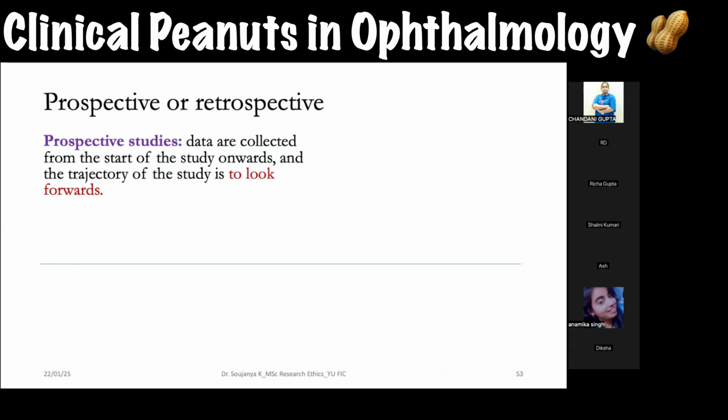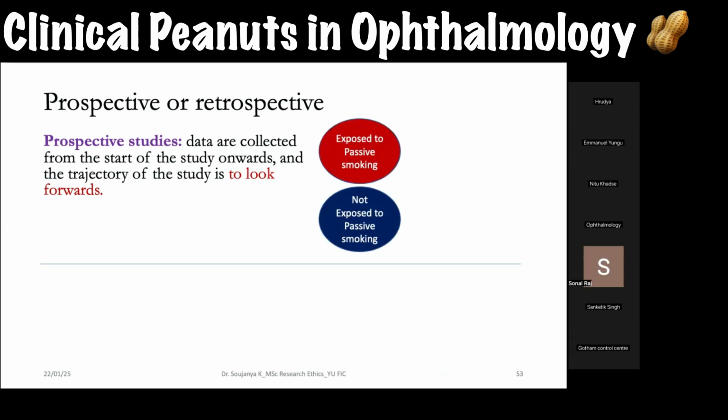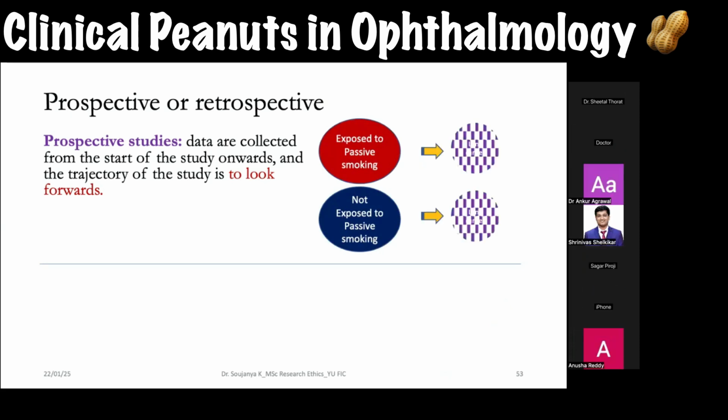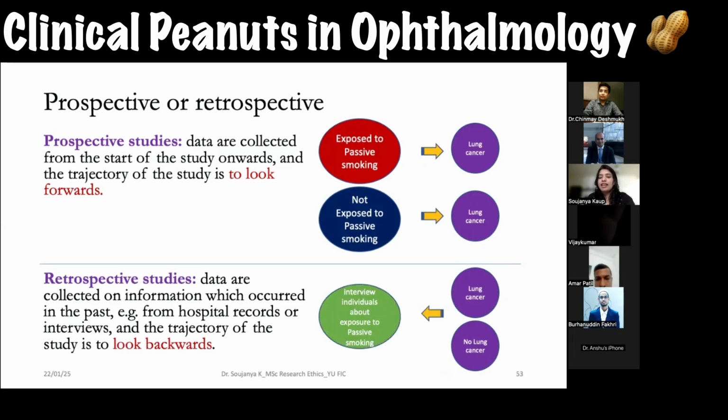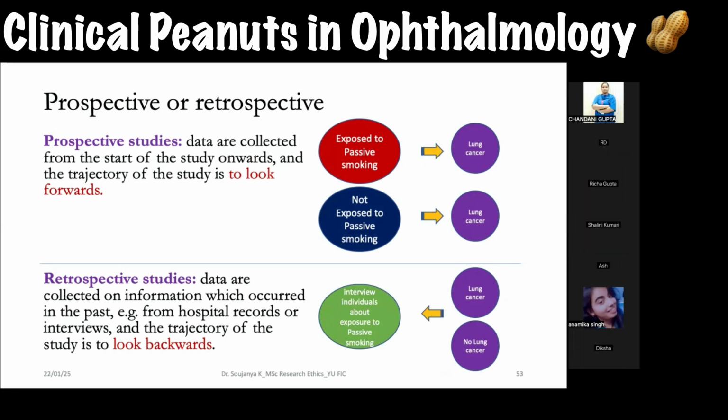Observational studies could be retrospective or prospective. Prospective means looking forward, from exposure to outcome. Or it could be retrospective, where you start with the disease, look at lung cancer and no lung cancer patients, and go backward in time and look at the risk factors.